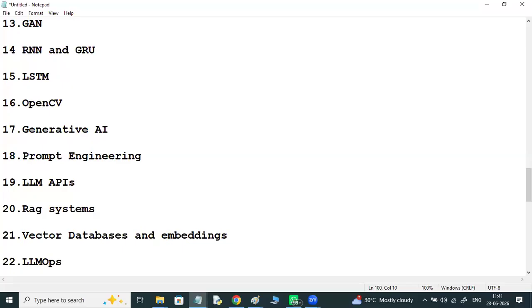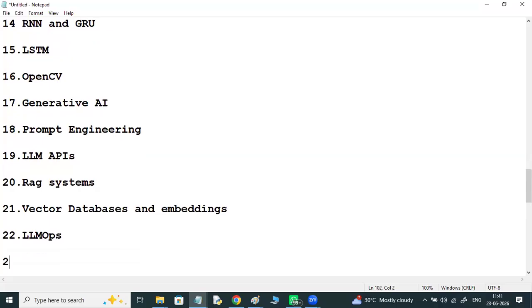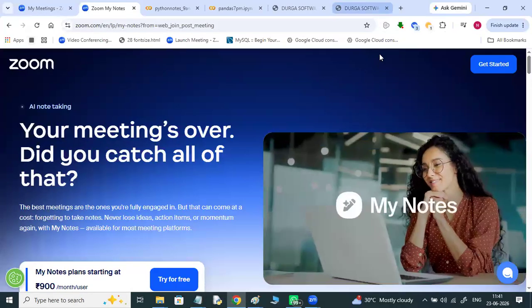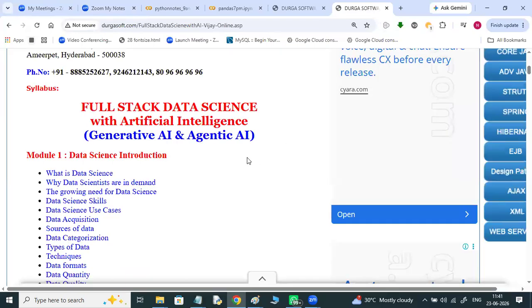Large language model operations, right? Yes. Later, like agentic AI, you can just check with that course content. You will get more idea on this. Check it. So starting, totally 40 modules in this course.